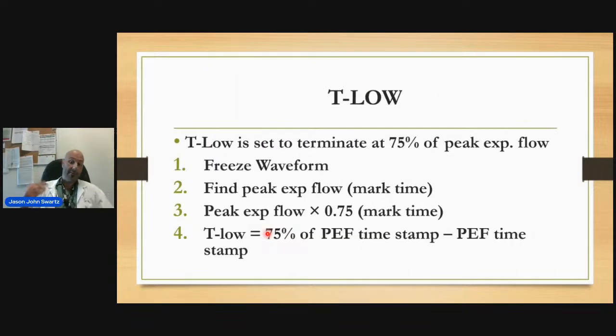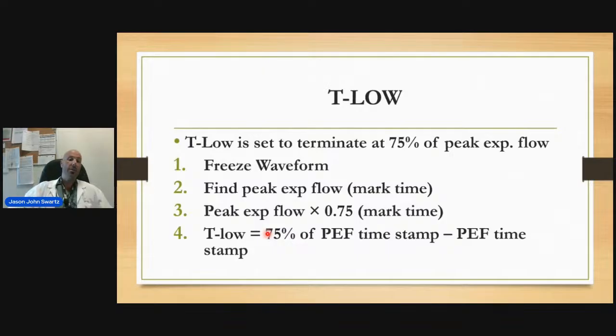Again, I've said it multiple times, but for those who are visual, T low is set to terminate at 75% of peak expiratory flow. If you're not using auto release, you'll have to freeze that waveform. You're going to have to find the peak expiratory flow and look at the timestamp, the time marking. Then you're going to take that peak expiratory flow and multiply it by 0.75 to get 75% of the peak expiratory flow. You're going to look at that timestamp.